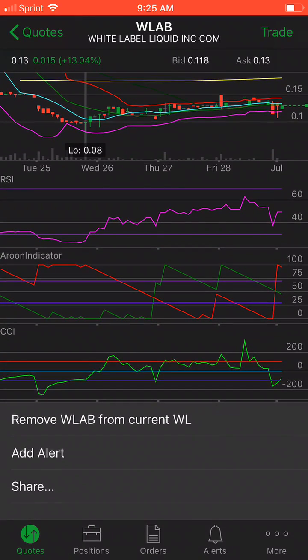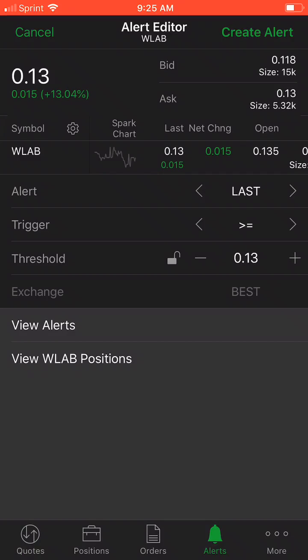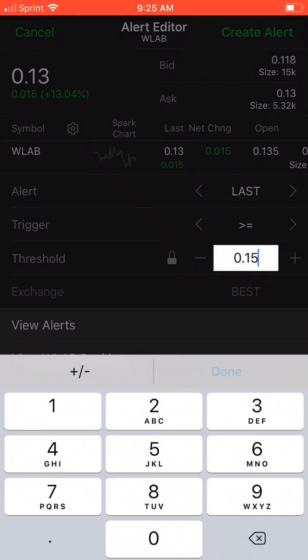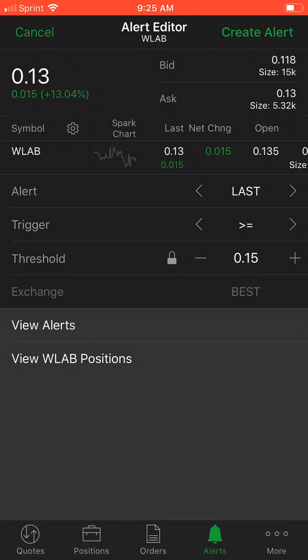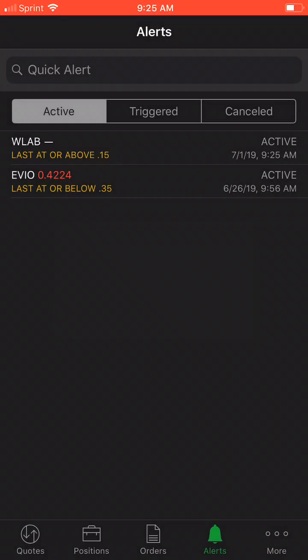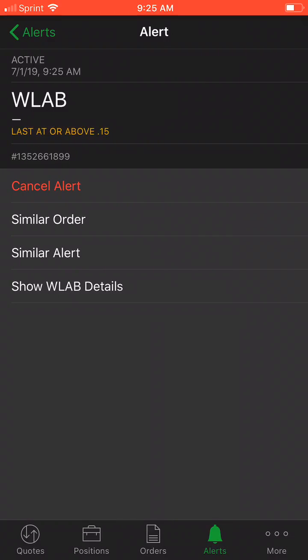So what I would do is add an alert, and I would say I want the last to be triggered at greater than or equal to, and I would change it to 15 cents. Create an alert. It would create your alert. You can see some of your other alerts. And now it'll alert me if and when WLAB has its last price action above 15 cents.